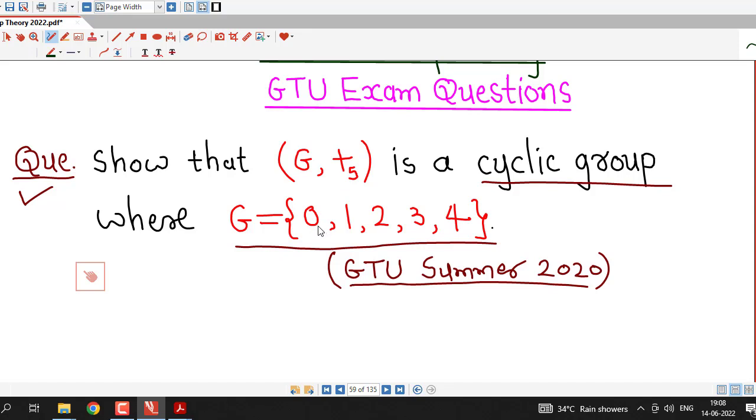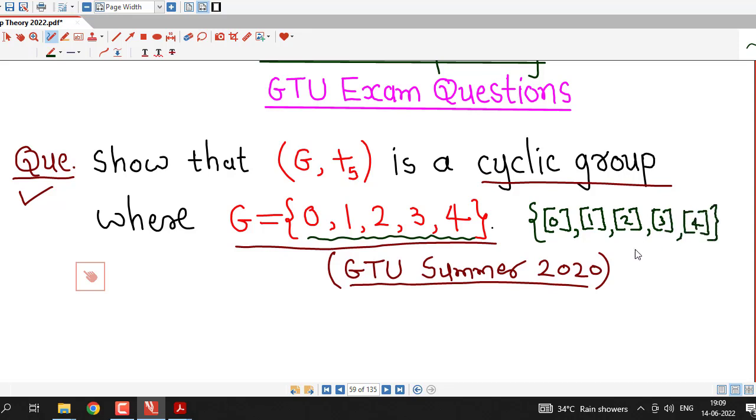So this set G has elements which are equivalence classes. The elements are not integers, the elements are the equivalence classes generated by 0, 1, 2, 3 and 4. So be careful about these different notations. Some authors are simply writing 0, 1, 2, 3 and 4, but this is the correct way of writing this set G, which is the set of equivalence classes.